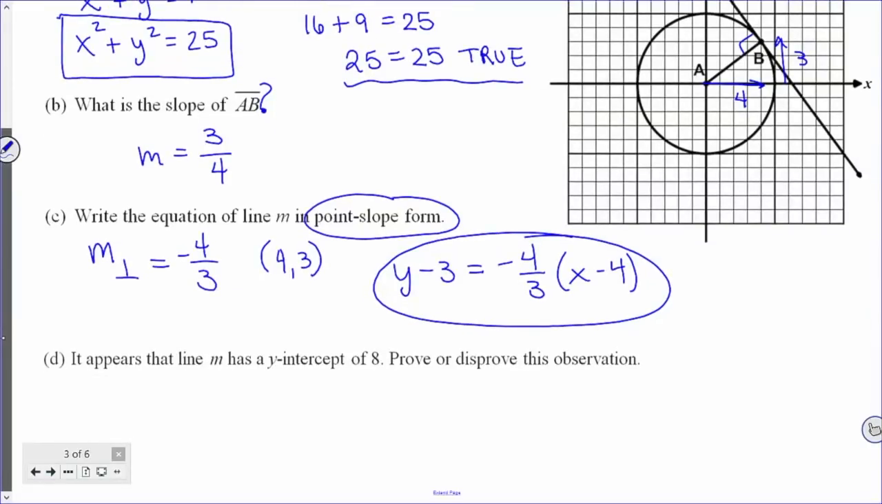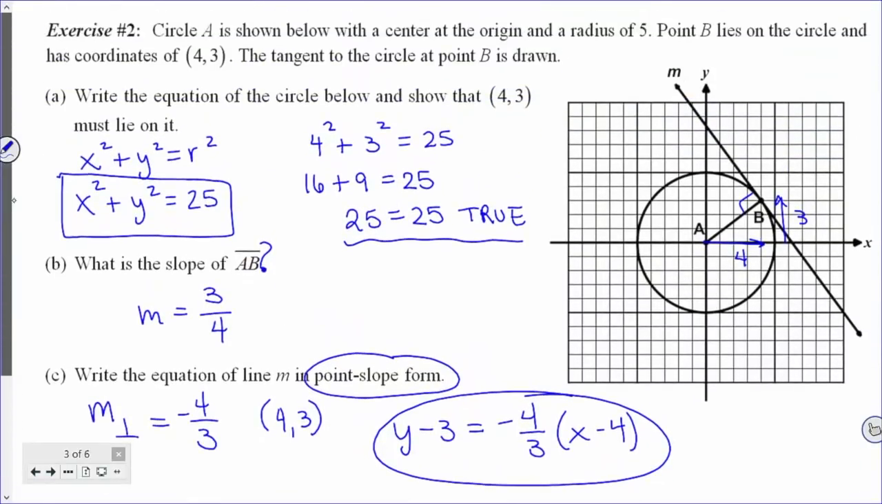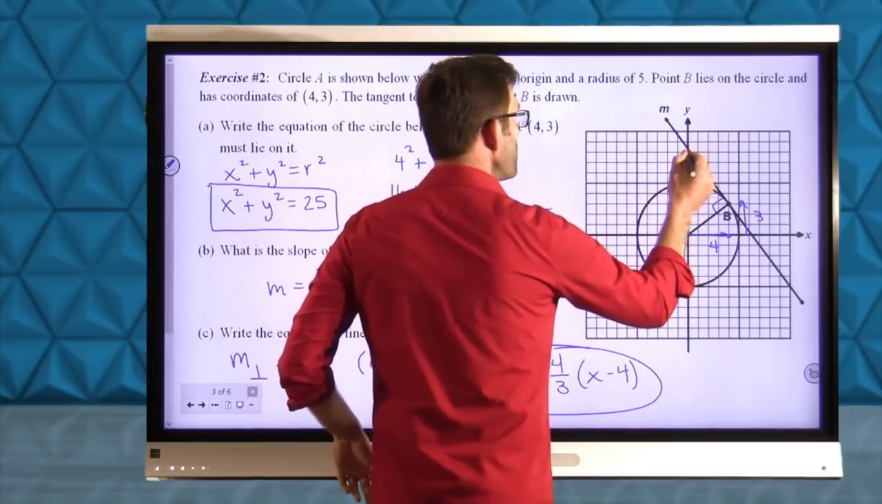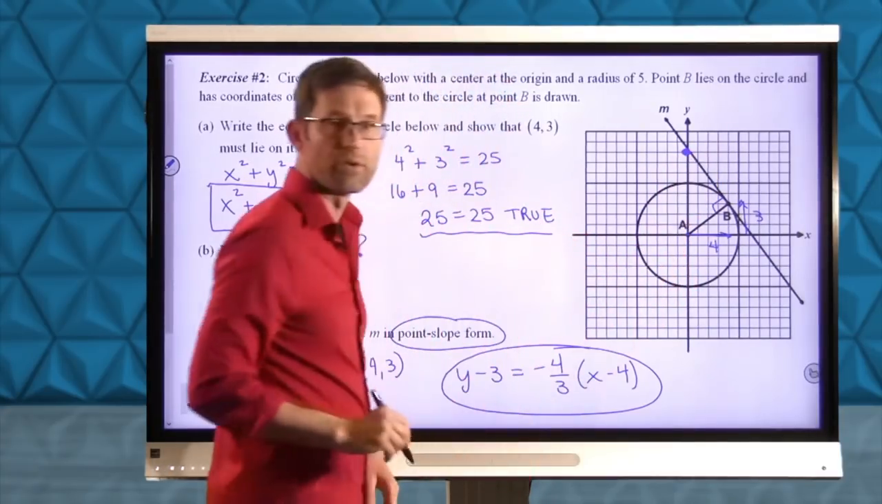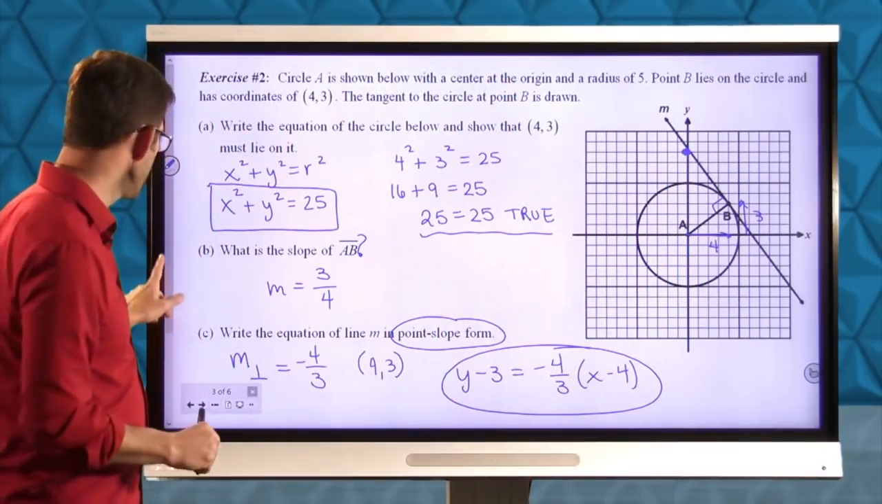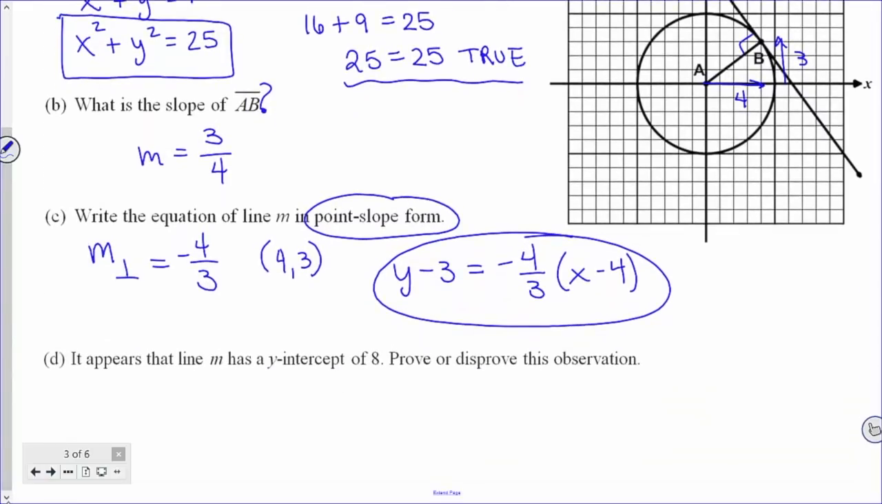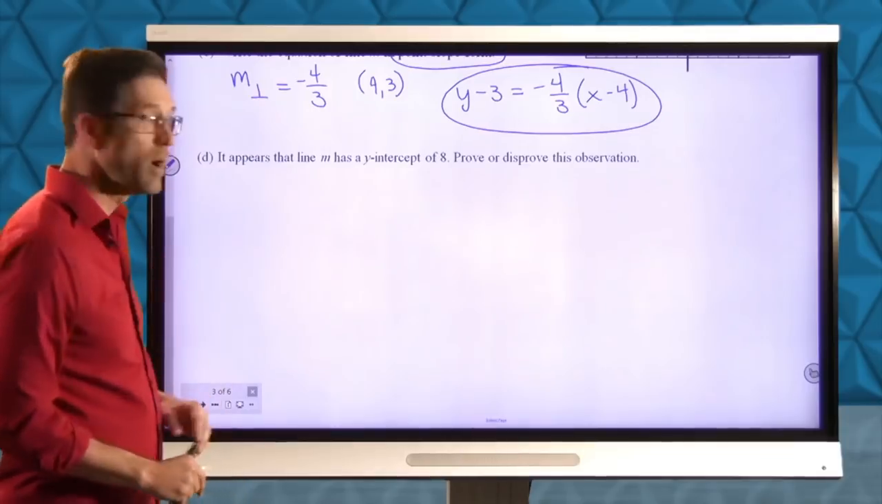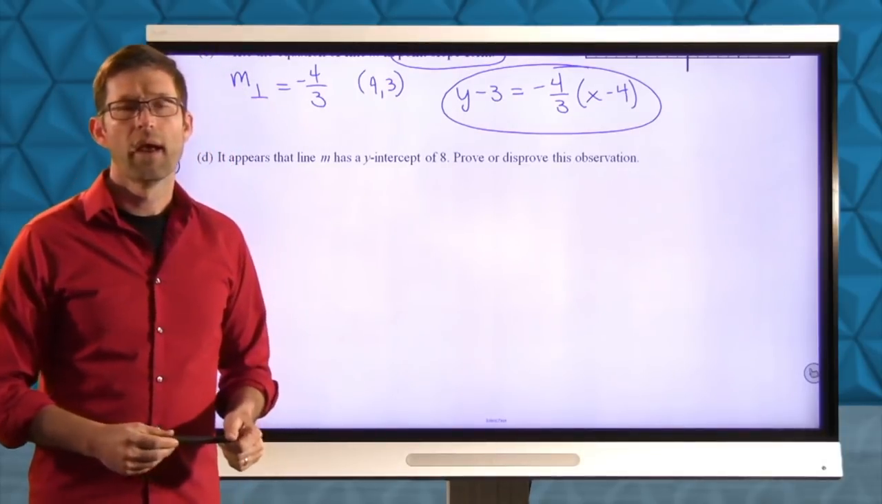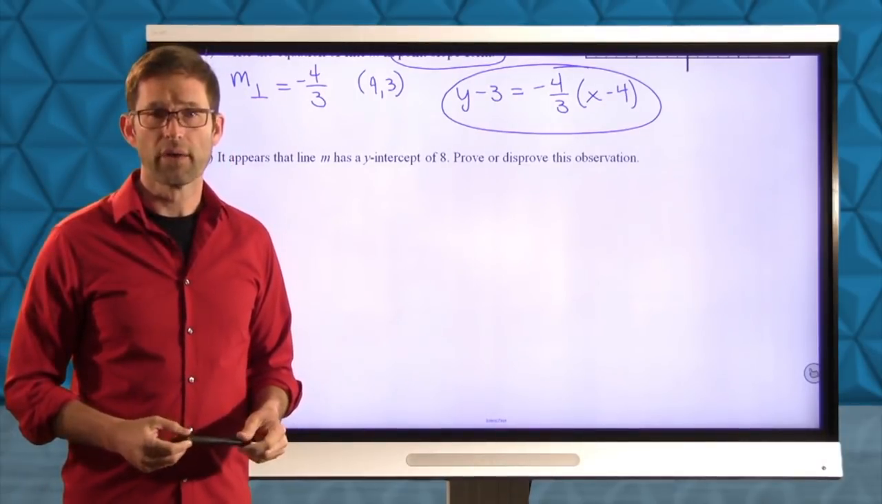Letter D says it appears that line M has a y-intercept of 8, right? Right up here, y-intercept of 8. The question is, is that really the case? Prove or disprove this observation. All right, well, pause the video now and see if you can figure out whether it has a y-intercept of 8.